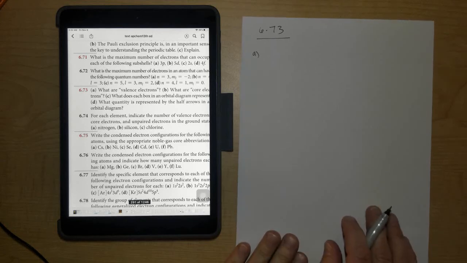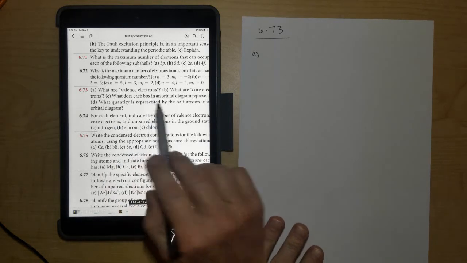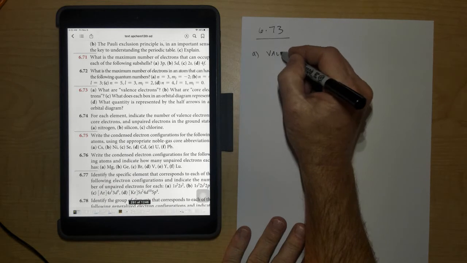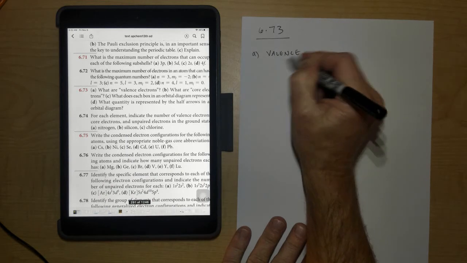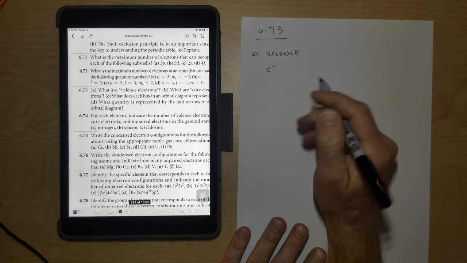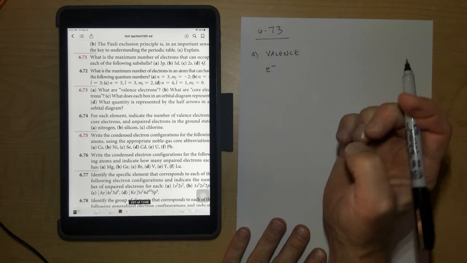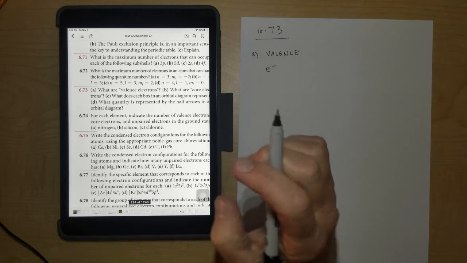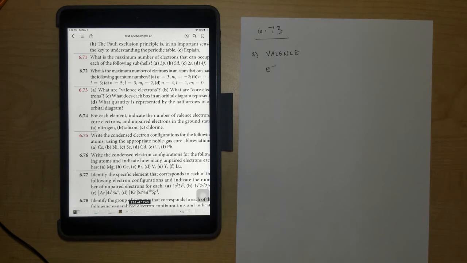This is number 73. It asks, what are valence electrons? So valence electrons are the outer shell electrons that are the furthest away from the nucleus, outside the core of the electrons around the nucleus.